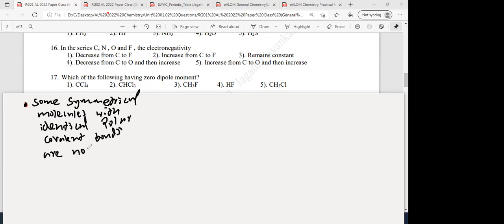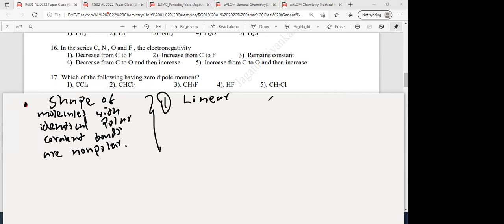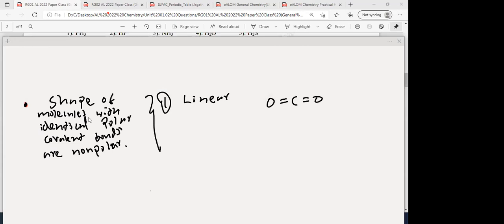Okay, let's see. I'll give some examples for this. The molecule is non-polar, but it contains identical polar bonds. I'll give the shapes of molecules with identical bonds. Number one shape will be linear, right? Linear, that is carbon dioxide. CO2 is linear because this is the most stable arrangement. The bond angle is 180 degrees.